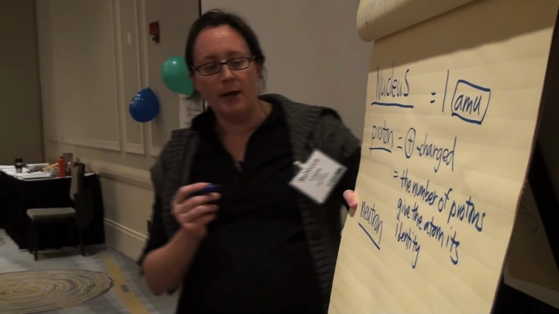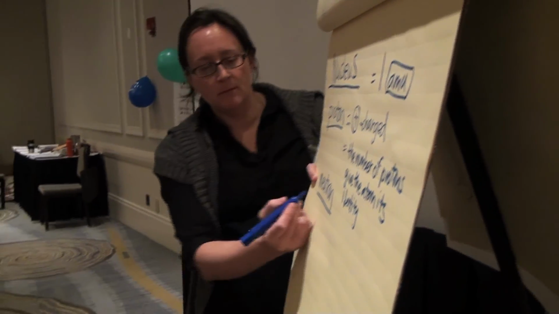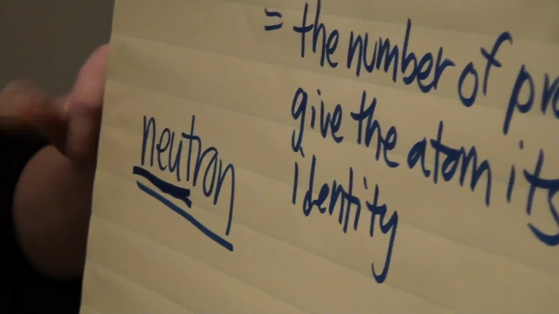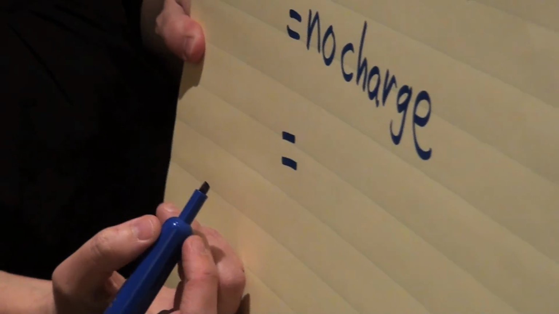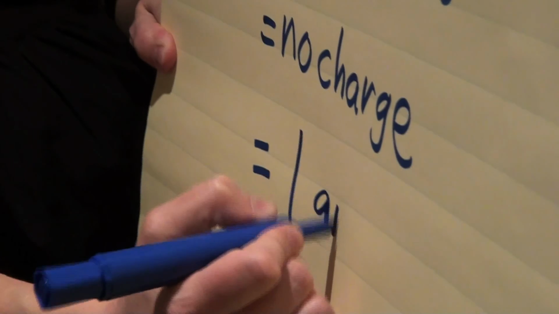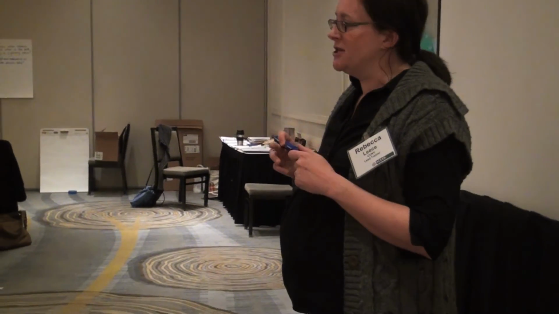So what can you guess about the charge of the neutron based on the word? That it's neutral. And how did you know that? Because of the prefix, right? You see that neutron has the same beginning as the word neutral. So a neutron has no charge, but it has the exact same weight as a proton. It weighs 1 AMU. And the number of neutrons can change in an atom, but it doesn't change the identity.